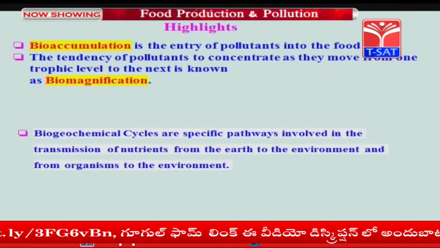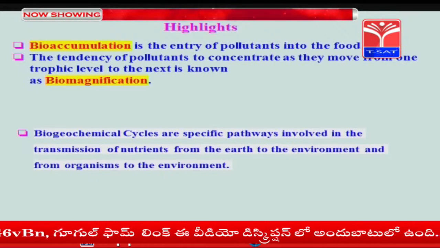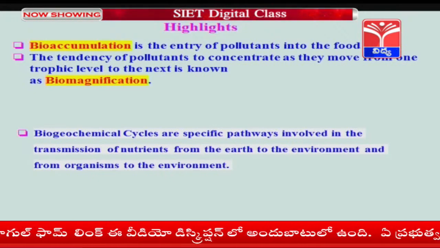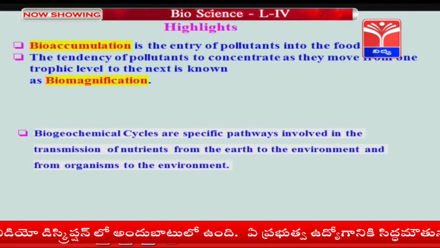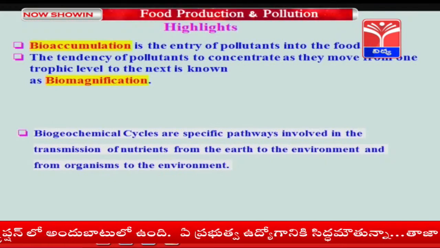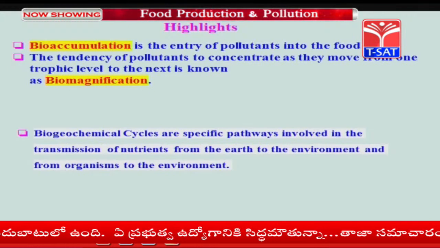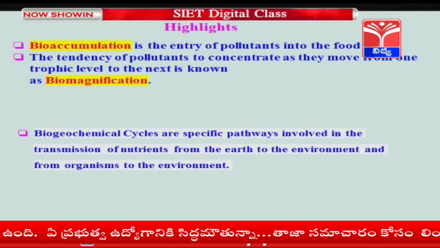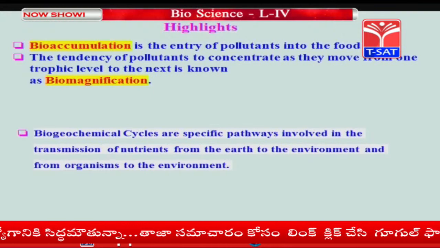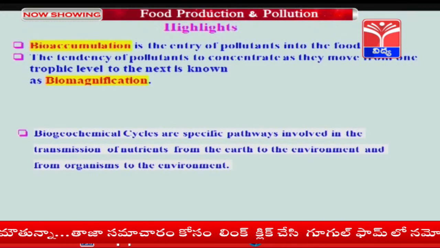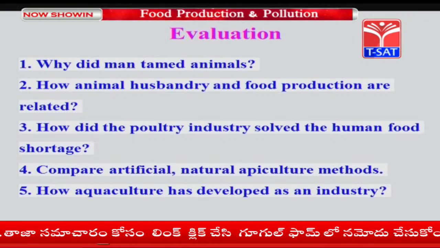Bioaccumulation is the entry of pollutants into the food chain. The tendency of pollutants to concentrate as they move from one trophic level to the next is known as biomagnification. Biogeochemical cycles are specific pathways involved in the transmission of nutrients from the earth to the environment and from organisms to the environment.